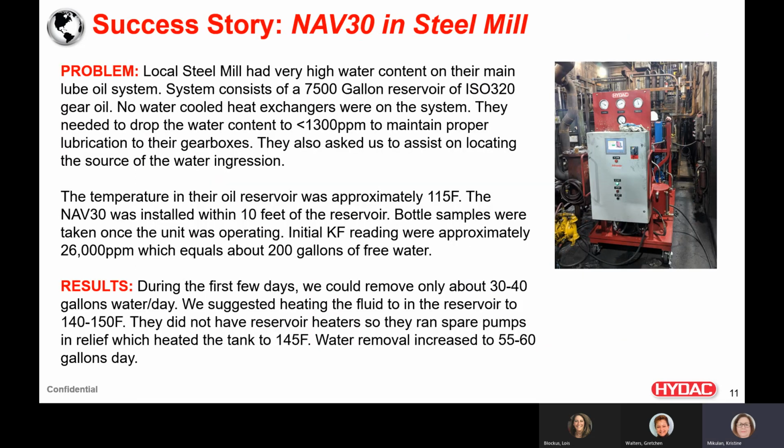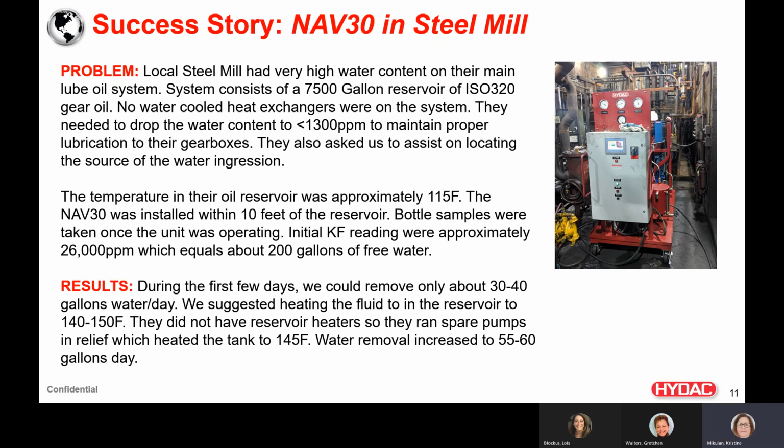Now, an application success for our NAV30 was in a local steel mill. The steel mill had a very high water content in their main lube system. It was a 7,500 gallon reservoir of an ISO 320 gear oil. There were no water-cooled heat exchangers on the system. The customer needed to drop the water content to less than 1,300 parts per million in order to maintain proper lubrication to their gearboxes. While we were there with the rental unit, they also asked us to help them locate the source of the water ingression.